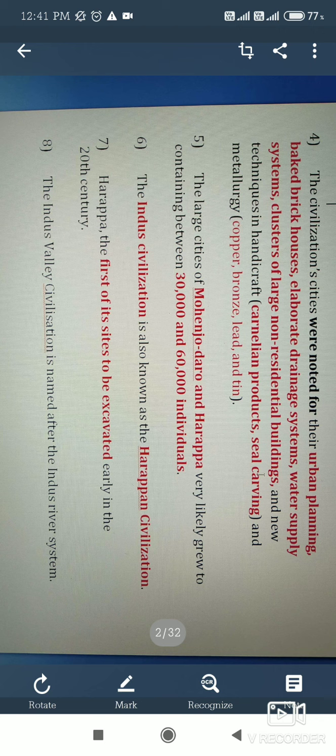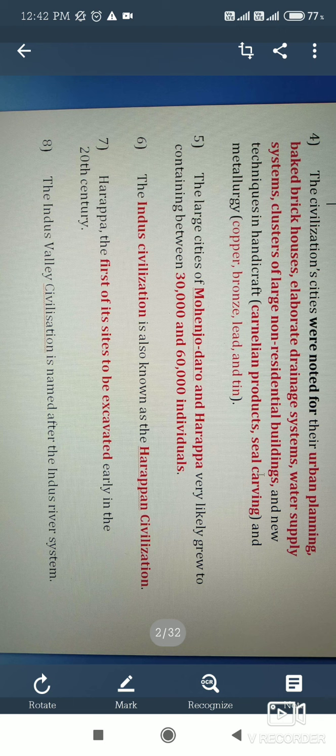So the people were very famous for urban planning. They were making their houses in a unique way, using baked bricks. They were burning the bricks, or they were also drying the bricks in the sun. They had an elaborate drainage system to drain the wastewater, and a very good water supply system. So all these things they were using.